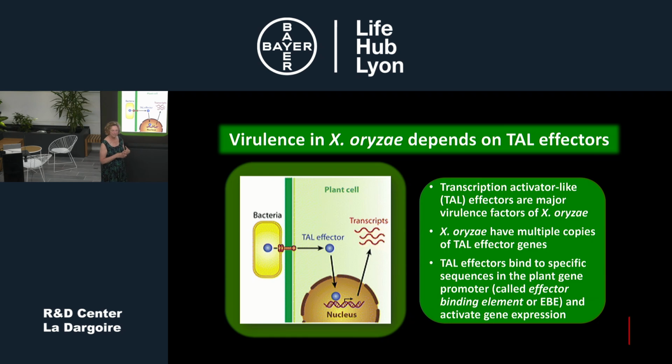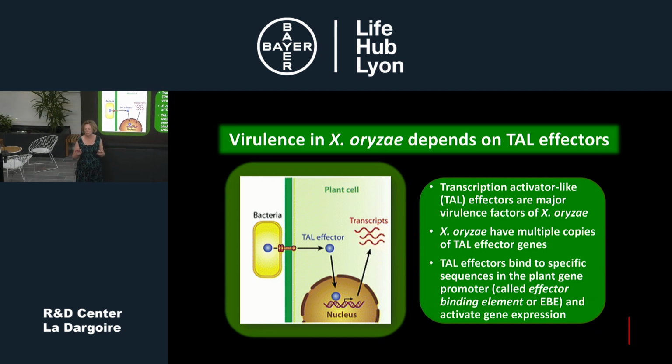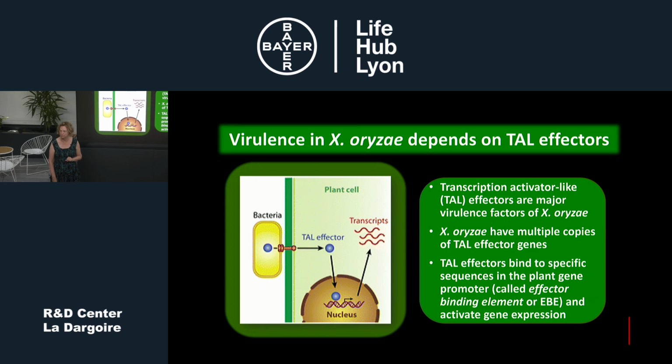So how do the TAL effectors function? Well, in fact, the bacteria injects the TAL effector into the plant cell using a type 3 secretion system. And then once that protein, the TAL effector protein, is in the plant cell, it is transported into the nucleus where it binds to promoter regions in very specific places. And the sequence of the TAL effector dictates where it binds in the nucleus. And then it activates the transcription of a host plant gene.